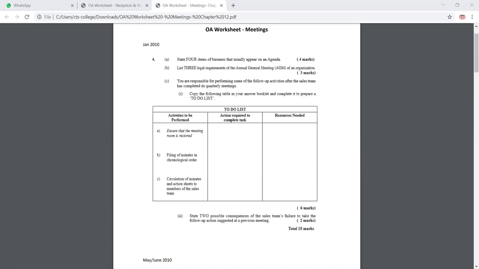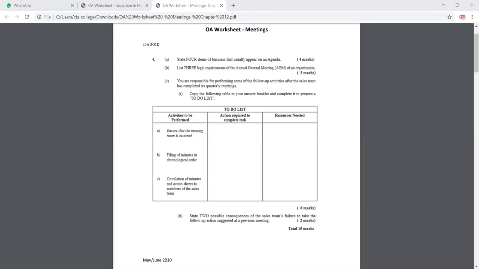So the minutes is what takes place during the meeting, right? And who usually takes it? Secretary. The secretary. Very good. That's right. So the secretary is the one who is in charge of taking the minutes, and it's also the person who's responsible for writing up the minutes as well.